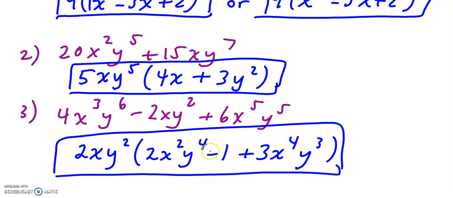This was a tricky part here. If you take 2 out of 2, you're technically left with 1, but then the x and the y squared both kind of dropped out. So I was just left with minus 1, plus 2 goes into 6 3 times. X goes into x to the fifth, there's 4 left over. Then y squared goes into y to the fifth 3 times.